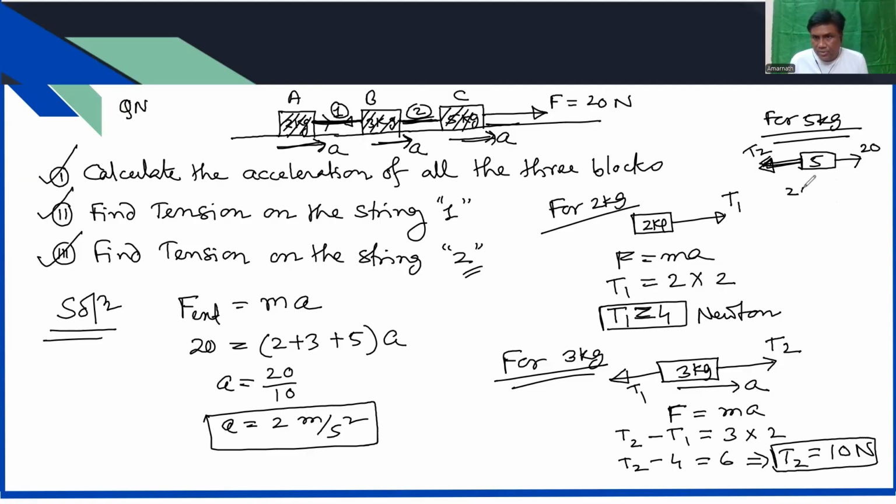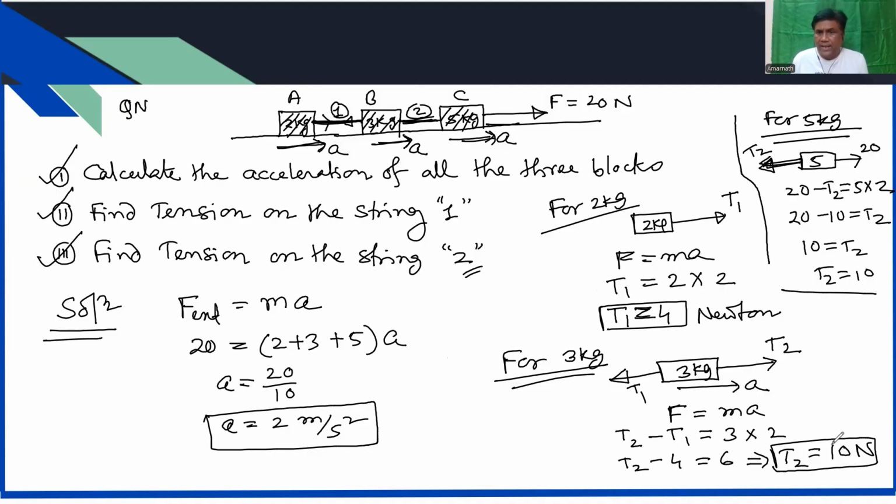So the rightward force is 20, the leftward force is T2. Must be equal to mass into acceleration. Acceleration is 2 only. F equal to ma. So it means 20 minus 10 equal to T2. So 10 equal to T2. It means T2 equal to 10. So from this side also, we have found T2 as 10. And for 3 kg also, I have found T2 equal to 10. So please try to understand and give a recap of it.